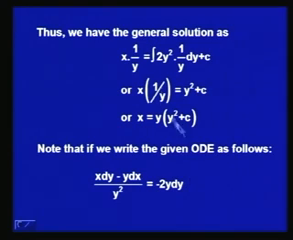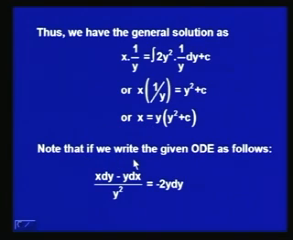We find that the general solution is the dependent variable x into the integrating factor 1 over y equal to integral of q, which is 2y square, into the integrating factor 1 over y dy plus c. After the integration on the right side, we get the solution of the differential equation as x into 1 over y equal to y square plus c, or we may write it as x equal to y into y square plus c, which is the general solution of the given differential equation.